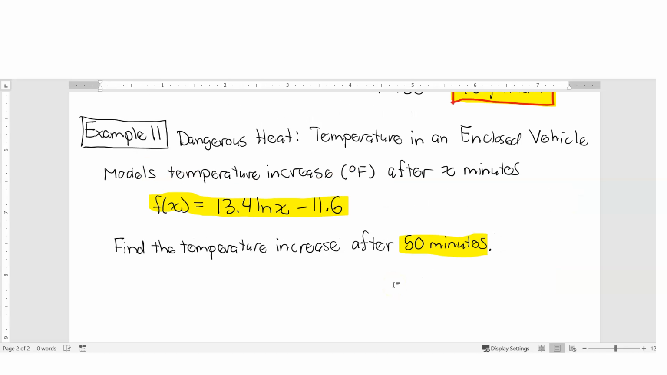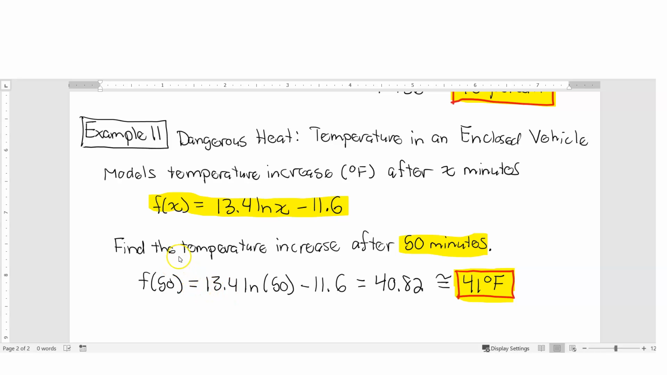Let's look at an example involving the natural log function. Example 11 on page 487 of your textbook models the dangerous heat increase that can happen inside an enclosed vehicle. And so this model models the temperature increase in degrees Fahrenheit after x minutes. Especially when the weather is very warm outside, that can happen quite quickly and be dangerous. So now our function is f of x equals 13.4 times the natural log of x minus 11.6. And the problem asks, find the temperature increase after 50 minutes.